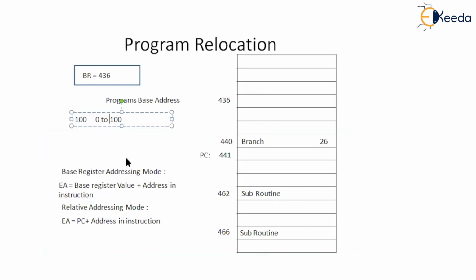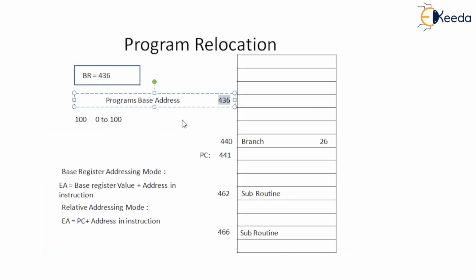But now, this program must be executed from the main memory. You can't execute the program from anywhere else. When you load this program in the main memory, it can be loaded dynamically anywhere, right? The program can never be loaded from the 0th location. Try to understand: this program is getting loaded from the 436th location. That is the program's base address.